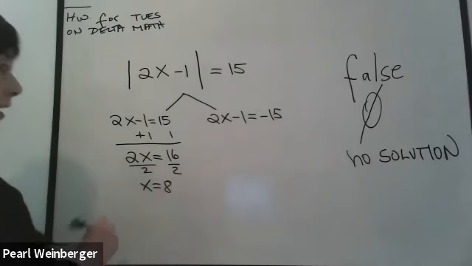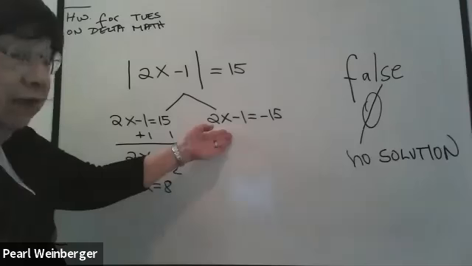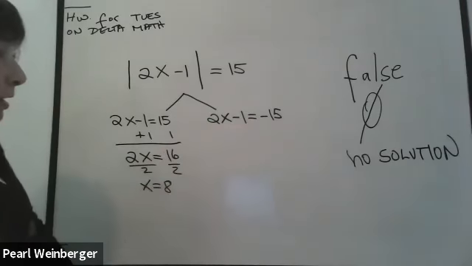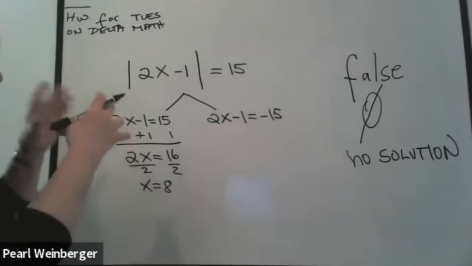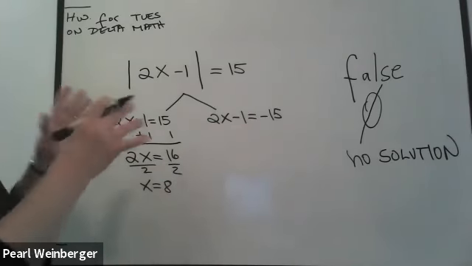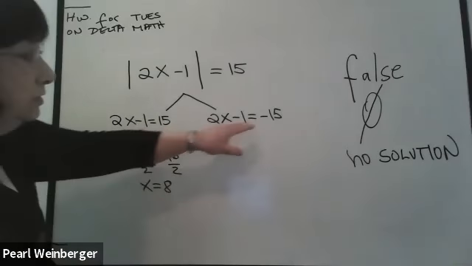The other is to solve this equation. In this equation, you're going to see the steps are almost identical. They won't come out with the same answer because this is a negative number. But again, I'm going to have to add 1 to both sides.